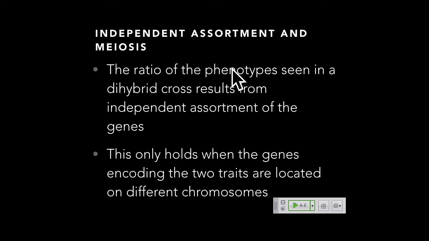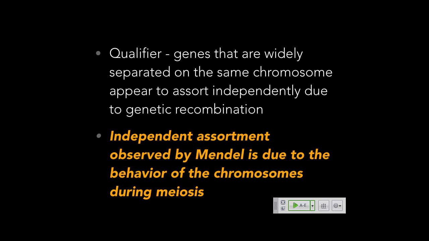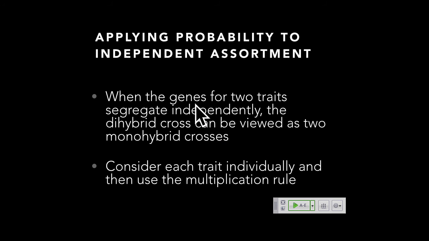So now what we're really looking at is this independent assortment. All right. So as I said, this is only going to apply when these genes are on different chromosomes. And this is what I was talking about before. So this independent assortment of two different genes. This is observed by Mendel, and it's, again, completely consistent with what the chromosomes do in meiosis. All right. So here's the key to this.